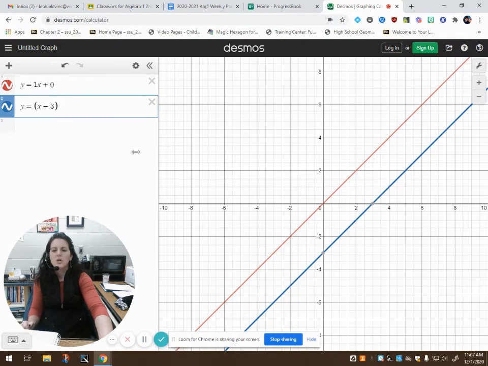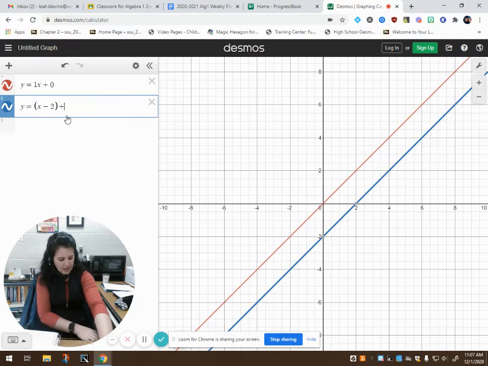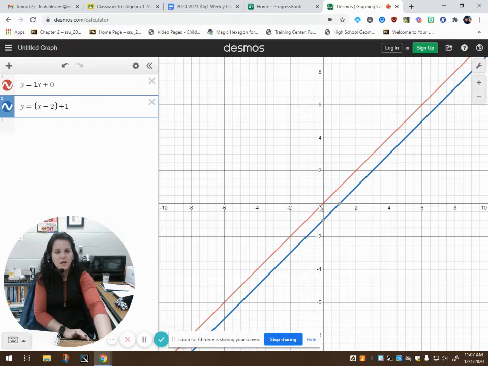So if I want to do 2 types of translations, let's say instead of the parent function being here, I want it to go over 2, up 1. How could I do that? Well, I could minus 2 and add 1. And what do you know? This point went from here to here. Now I have a point here. It shifted over 2 units to the right because I did the minus 2, and it shifted up 1 unit.